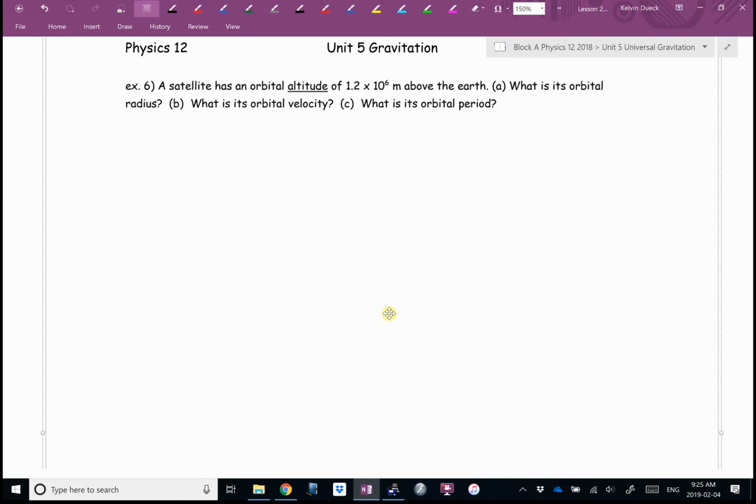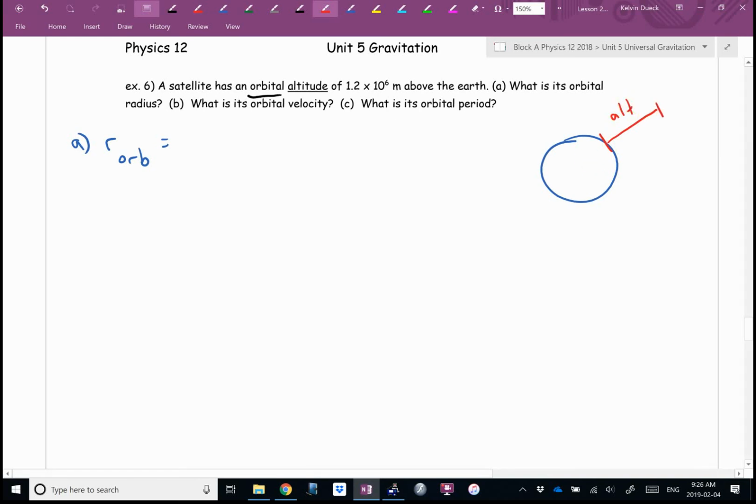A satellite has an orbital altitude of 1.2 times 10 to the 6 meters above the Earth. What's its orbital radius? Not on your sheet. What we're talking about here is I've given you this number right here. Draw the Earth in blue. I've given you this number right here, and you want orbital radius.